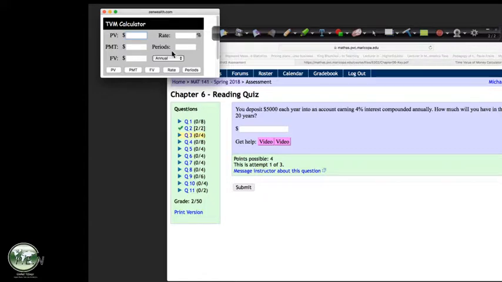So what do we do? The first part is we're depositing $5,000 each year into an account. So where does that $5,000 go? Highlight. Where does that $5,000 go?